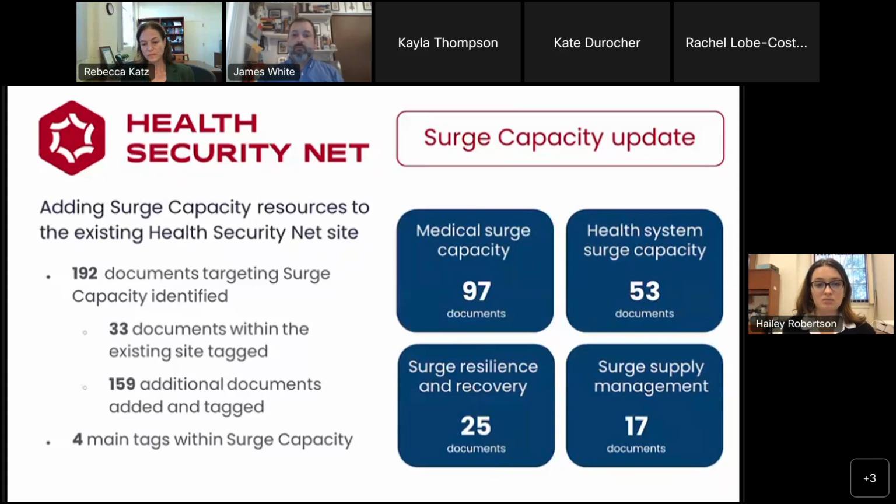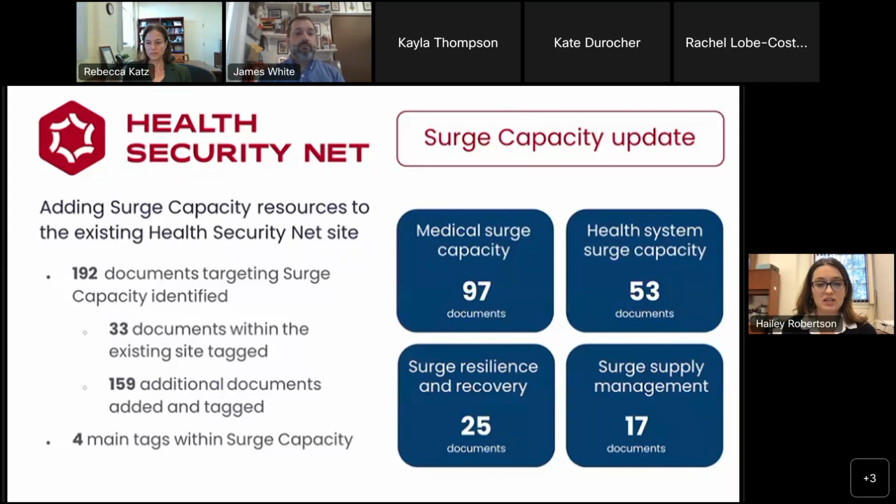Each one of these has been hand-coded with over 30 metadata, such as the date published, the publishing organization, access information, as well as tags. In the HSN site, tags are designed to support filtering and searching for documents that share a specific health security topic. So in this case, we've added 4 new surge capacity tags to make it easy for users to target these resources and quickly identify them.